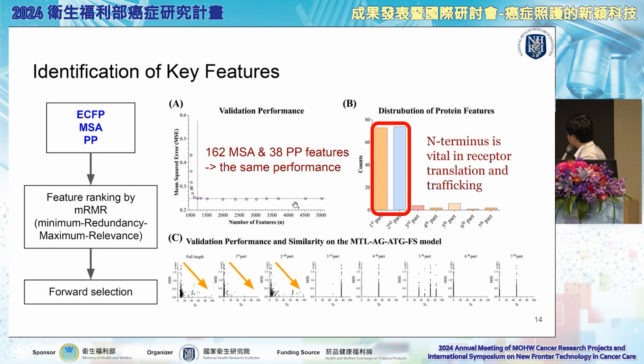Okay, so after that, we would like to identify the key features, because this is the only way to check how the model works, to eliminate the unnecessary features, and to know how they actually recognize the ligand. So we apply the feature selection algorithm and identify 162 protein features and also 38 physicochemical properties, and it remains the same performance.